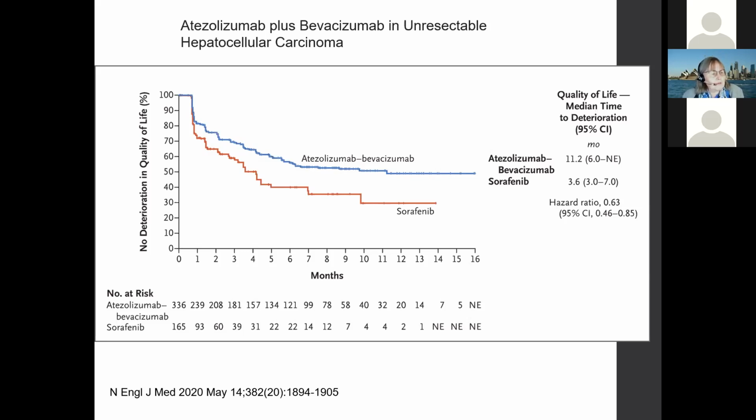In the AB group, it almost doesn't cross the 50%. But here at 11.2 months, it does. So you see that people on the AB have better quality of life for a longer period of time.